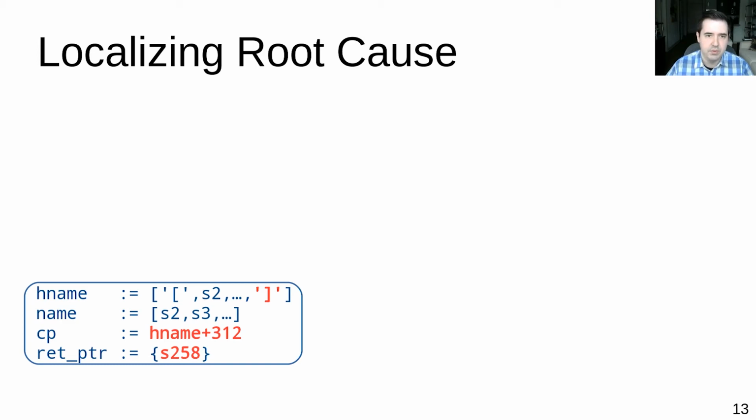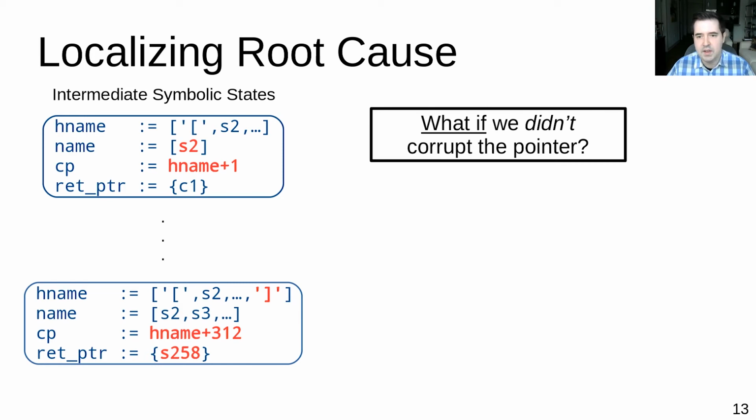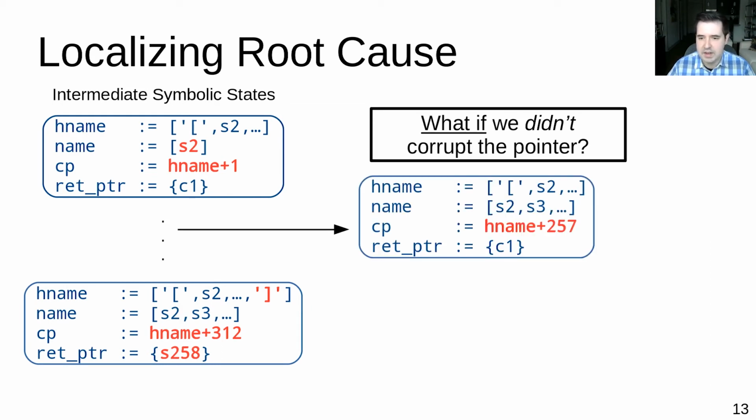So now that we have this state that satisfies one of our tests, how do we turn this into a root cause? Well, we have all the intermediate states leading up to this point. So at this point, ARCUS can ask the what-if question, which in this case is: what if we didn't corrupt this pointer? Well, if we didn't corrupt this pointer, we would have to go back to a previous state immediately before the pointer was overridden, which places us inside the for loop.